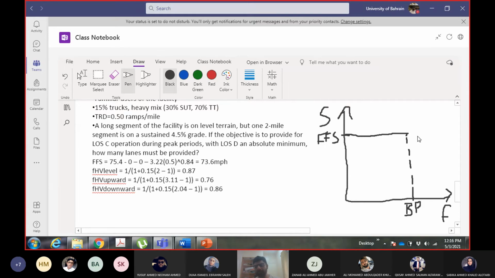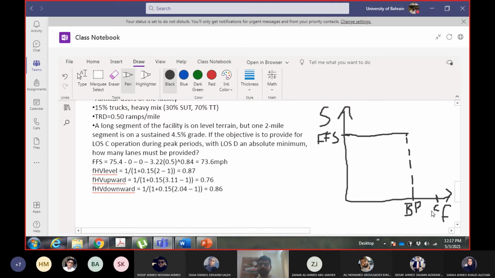Okay, from the break point we need the next point, which is capacity. So put a point here and calculate the capacity of the freeway. I showed you the equation in the table. Mark the value of the capacity here.